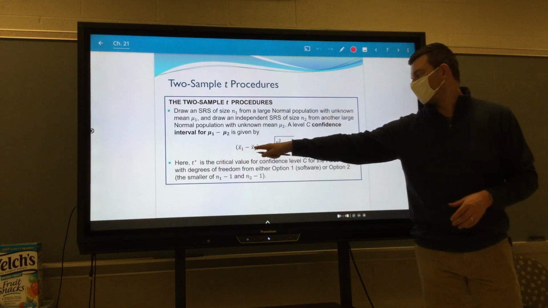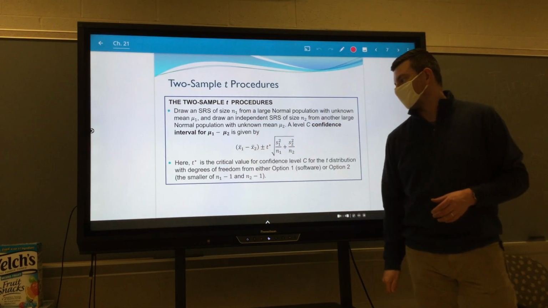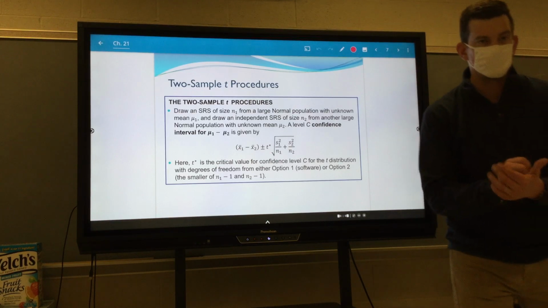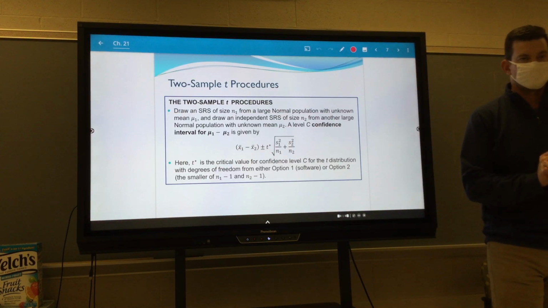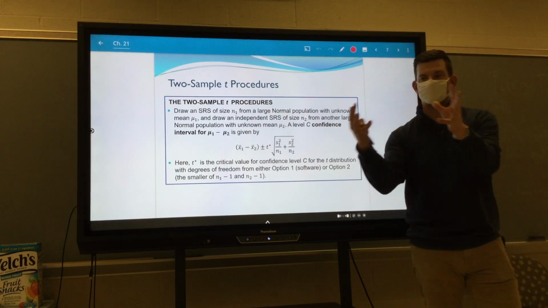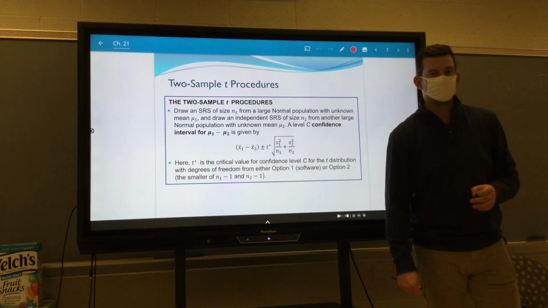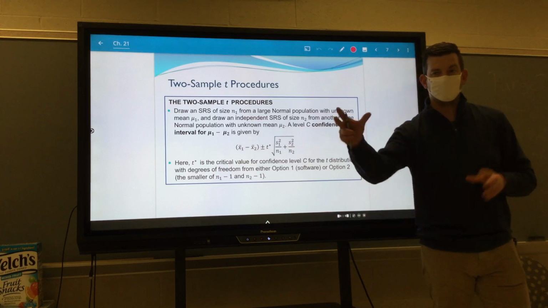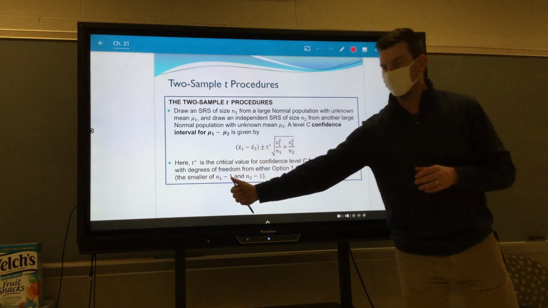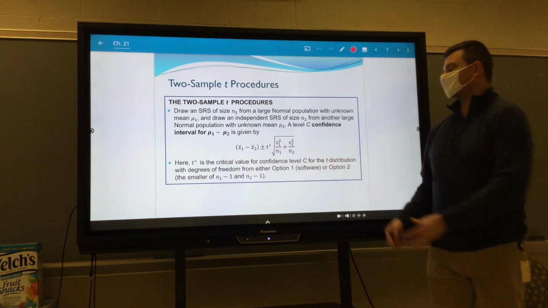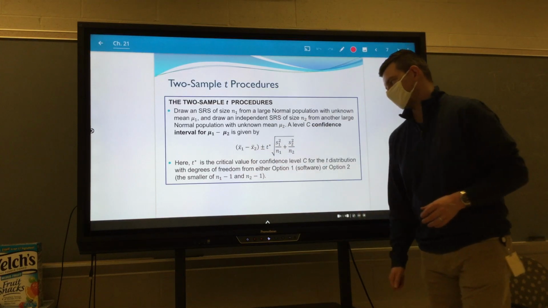And then x bar 1 minus x bar 2, that is the difference in your sample means. Okay? So your first sample has some average value. Your second sample has some average value. Big minus small is usually the way it goes, and that is the center of your confidence interval.